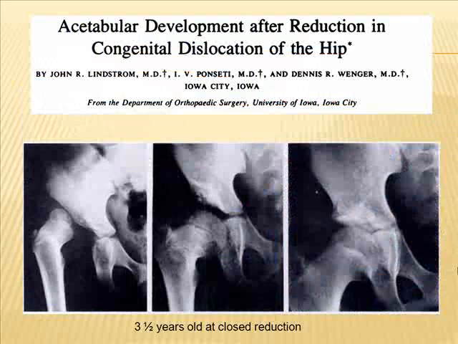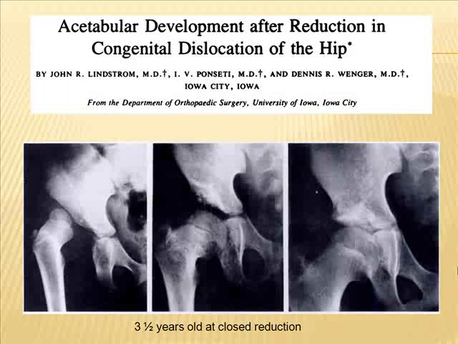As you can see in the study that Dr. Ponseti did about reduction of the hip and how the hip follows in development, in this case is a 3.5 years old baby that was treated for dislocation by just closed reduction. And you can see how this area of the acetabulum develops until the end, and then you end up with a hip that is almost normal. So you have to leave this area intact in order to prevent dysplasia from happening.